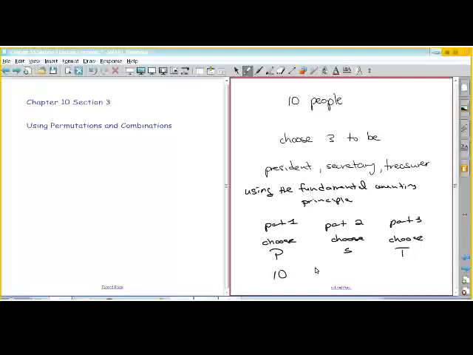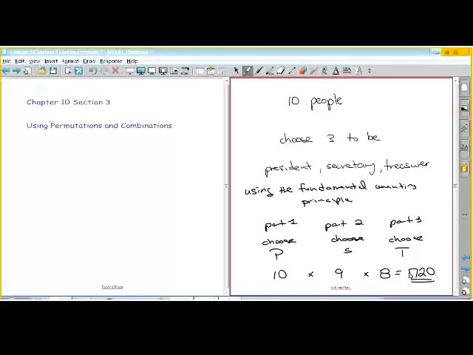Okay, so when you choose the president, that's the first step. There are going to be 10 choices. When you choose your secretary, there are only going to be 9 people left to choose from. And when you pick your treasurer, there are only going to be 8 people. You multiply those together and you get 720. So there's 720 different arrangements of president, secretary, and treasurer.